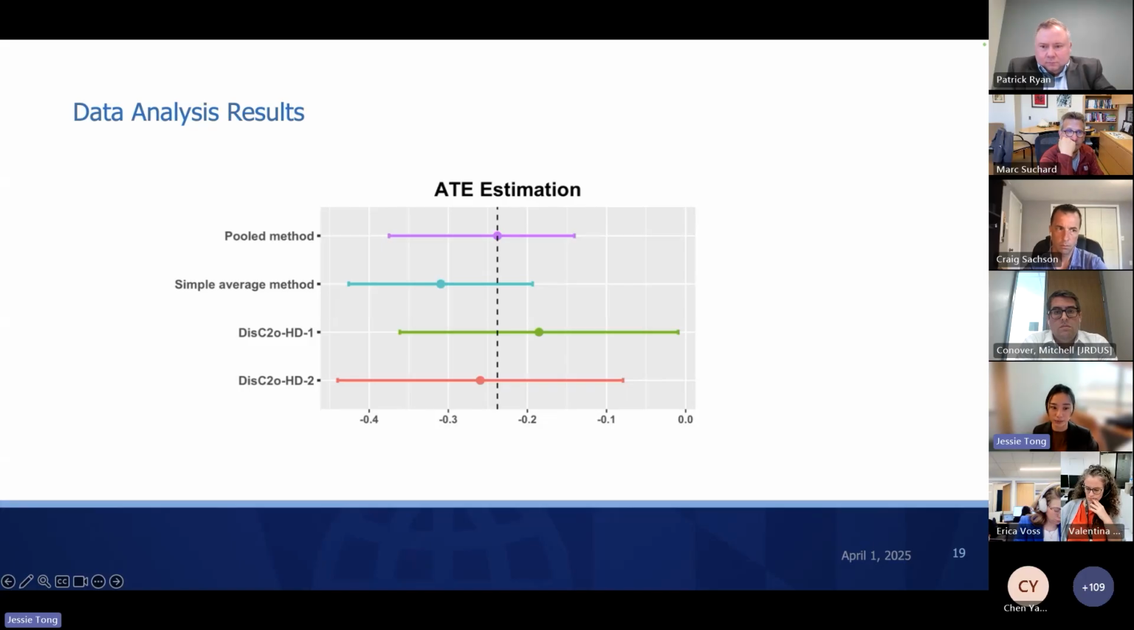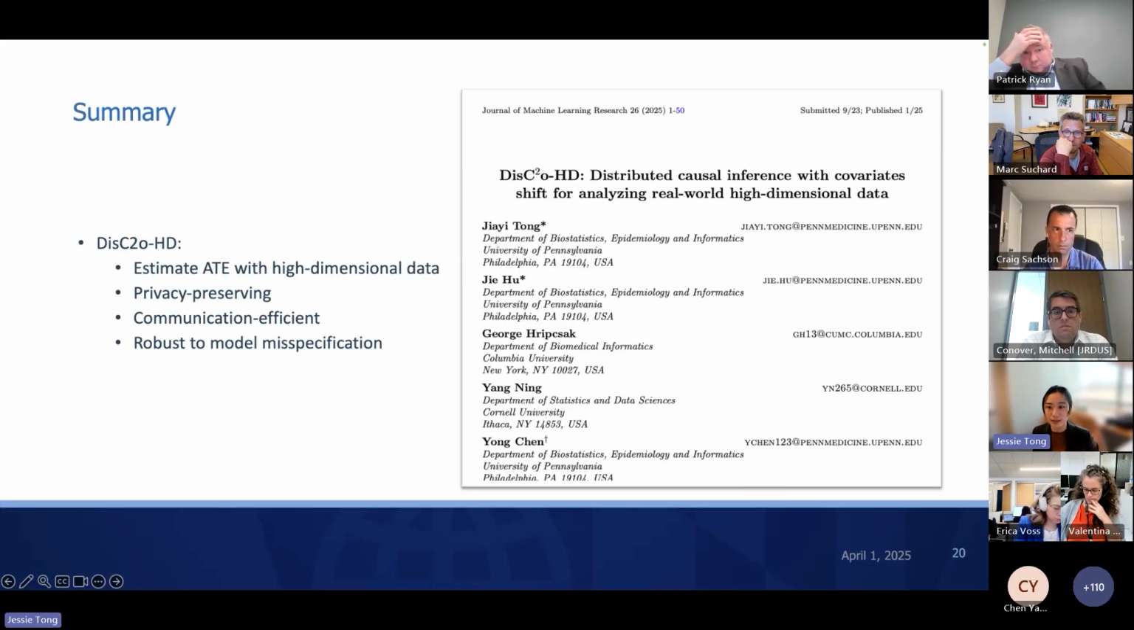To summarize, the proposed method is a robust distributed causal inference framework that is privacy preserving and communication efficient, and only requires summary level statistics.